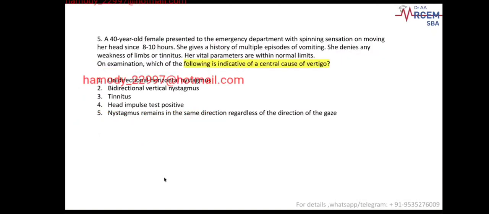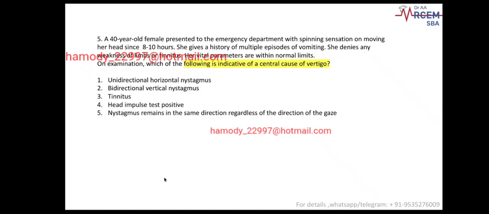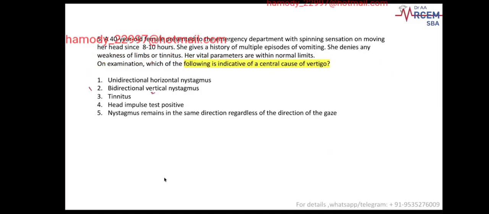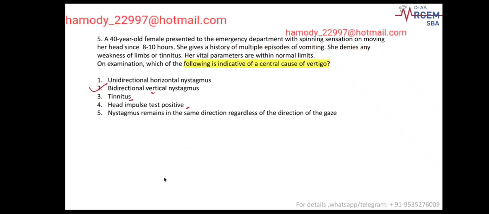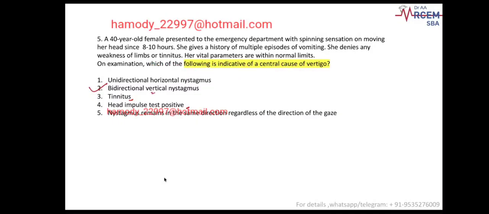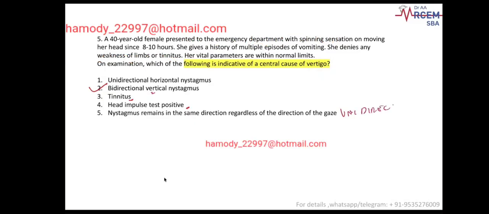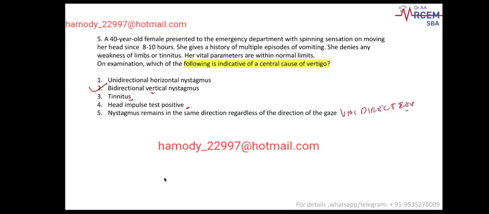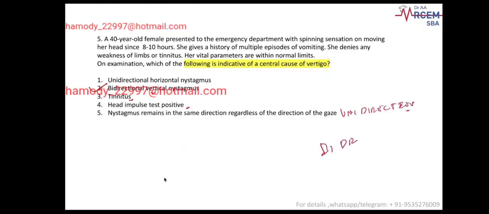Following is indicative of a central cause of vertigo. Unidirectional nystagmus is peripheral, bidirectional and vertical nystagmus are central. Tinnitus is more peripheral. Head impulse test positive, vestibular neuritis, that is peripheral again. Nystagmus that remains in the same direction regardless of the direction of the gaze is known as unidirectional. Unidirectional is commonly seen in peripheral. Bidirectional, if the fast phase changes, then it becomes central.